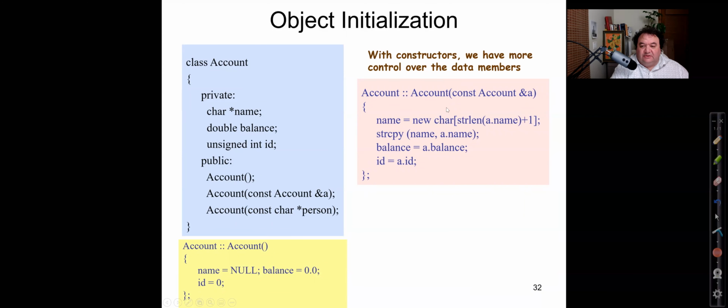The copy constructor allows us to deal with dynamically allocated data. So for example, here we have the string of the name. And so if we're copying an account, we want to create a new string. The name is a pointer, so we have to create a new string and assign the pointer to the first character in the string, and then we make a copy of the string.